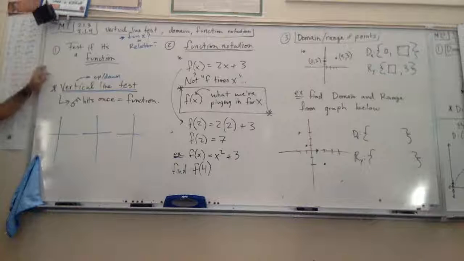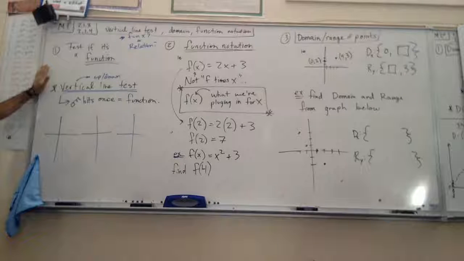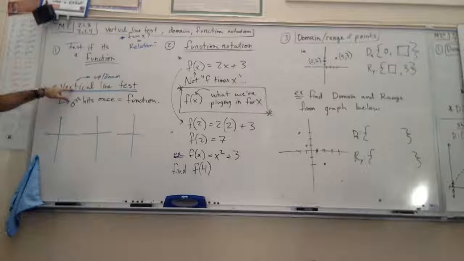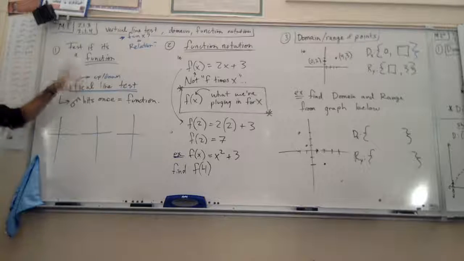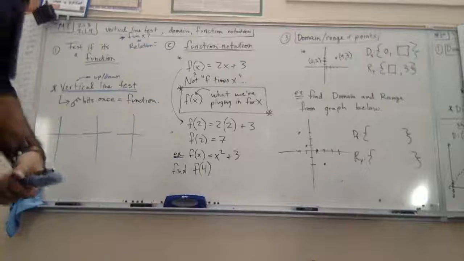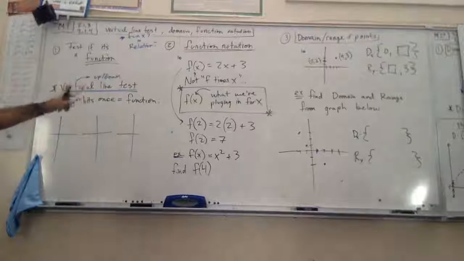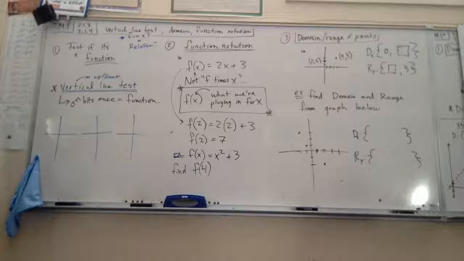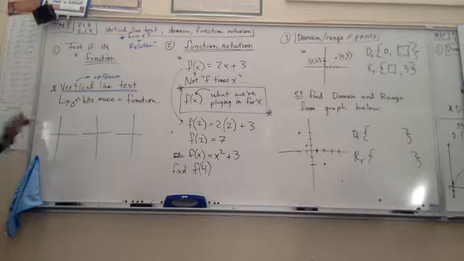So let's look at this first. Number one, test if it's a function. The way we do this is the vertical line test. The vertical line test is making a line up and down vertically. If it hits the function one time, that's the key, if it hits it once, it's a function. If it hits it twice or more times, it's not a function, it's a relation. So let's look at these couple options here.